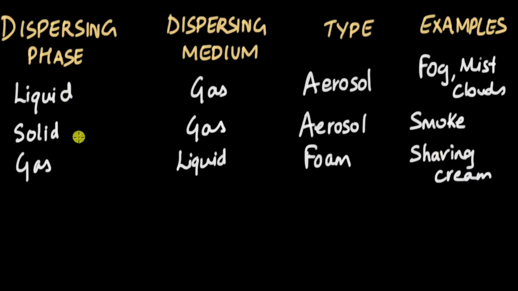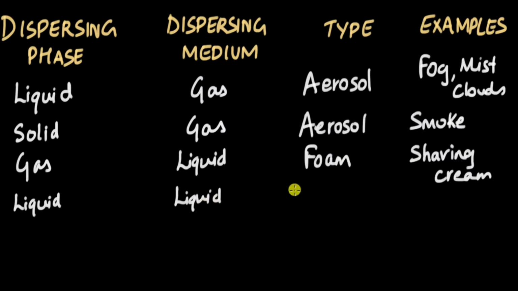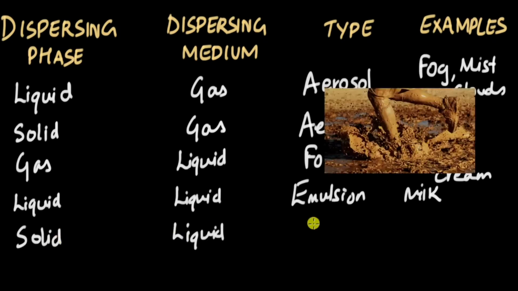Now let's take the dispersing phase as liquid and the dispersing medium as liquid. An example of this would be milk, and this type of colloid is called an emulsion. So milk is an emulsion. One more example can be face cream. Now let's take the dispersing phase as solid and the dispersing medium as liquid. An example of this can be mud, and this type of colloid is called a sol, spelled S-O-L. An example is mud.